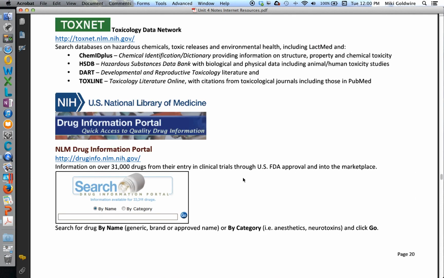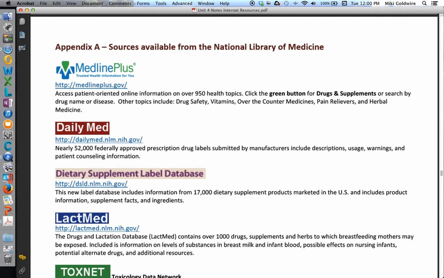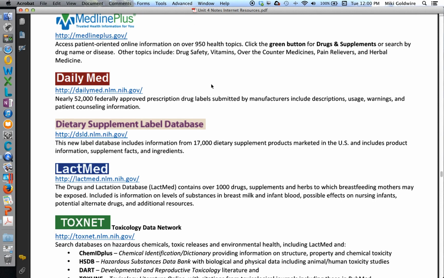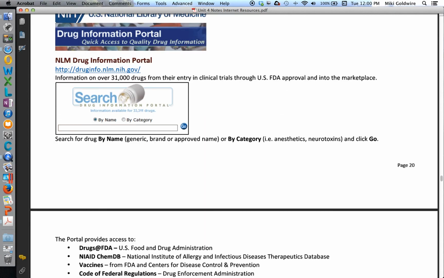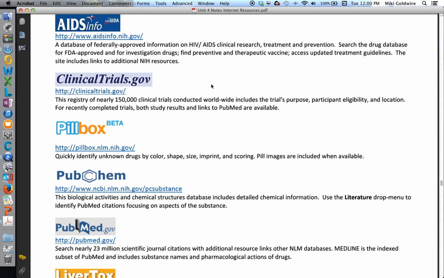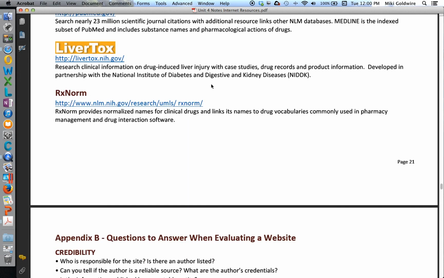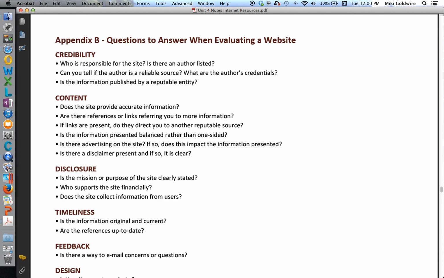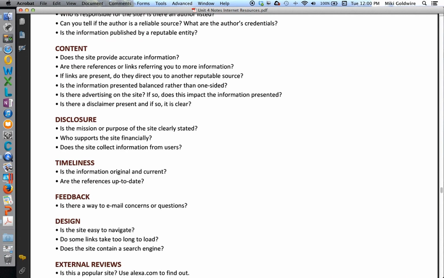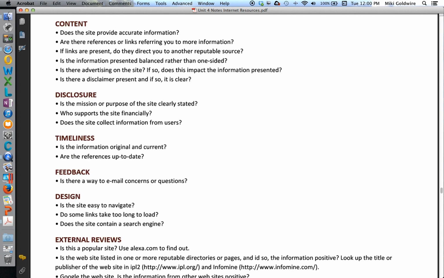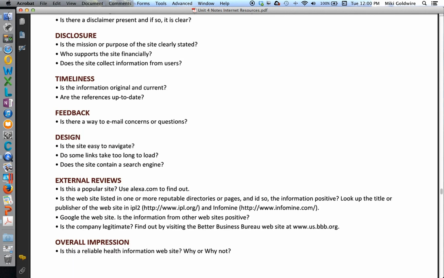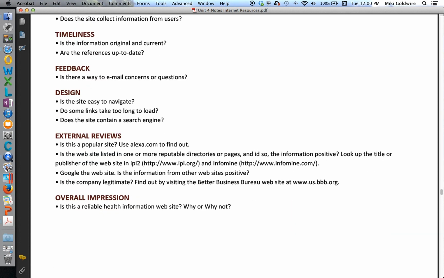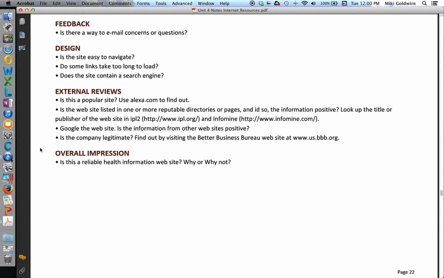I just want to thumb down and show you the appendix. Appendix A are sources from the National Library of Medicine. Again, these are free sources of drug information for you and also for patients. Appendix B are questions to answer when evaluating a website. You need to evaluate the website according to credibility, content, disclosure, timeliness, feedback, design, external reviews, and overall impression.